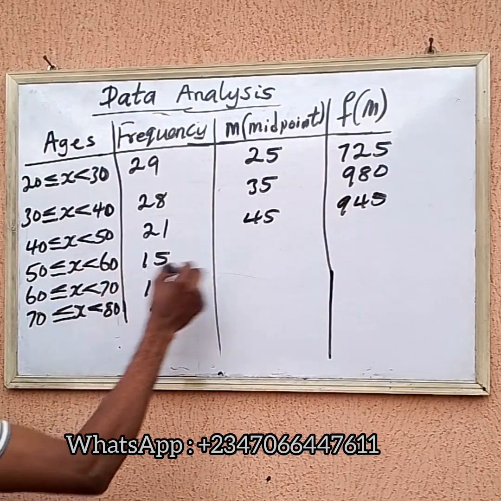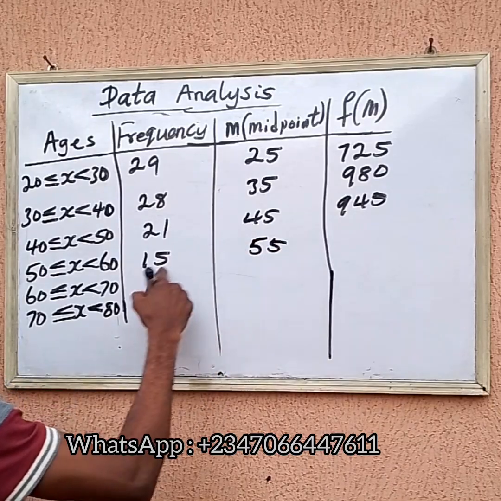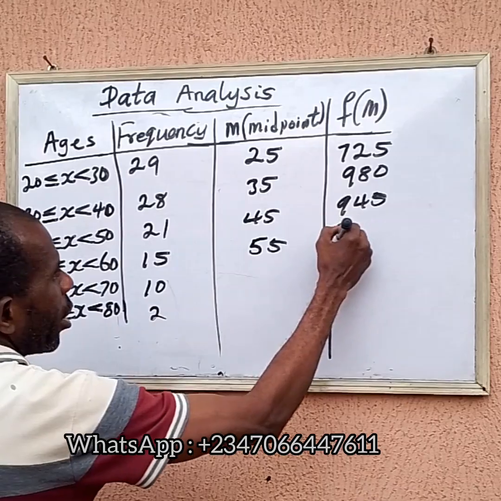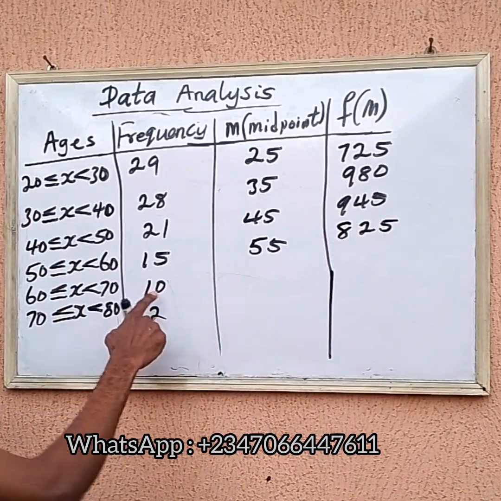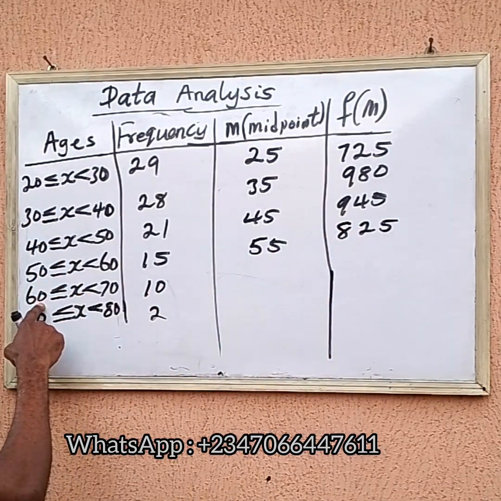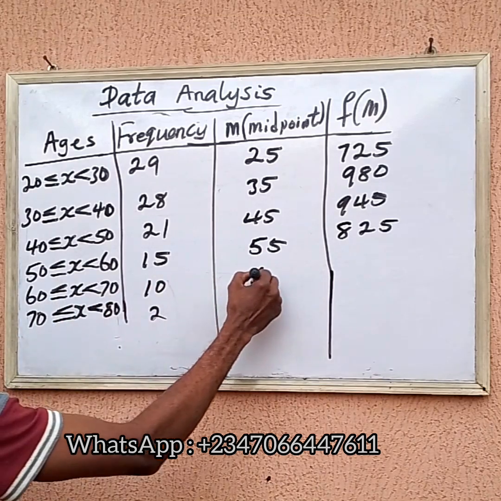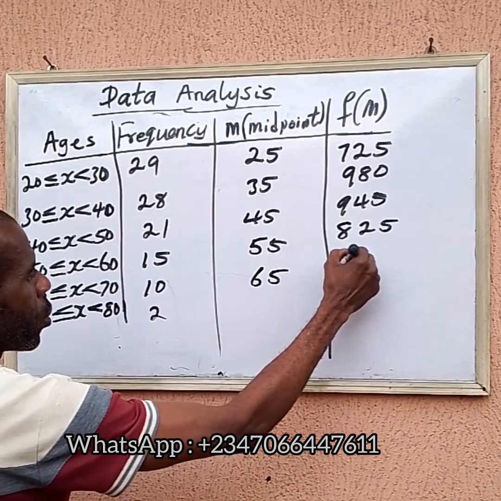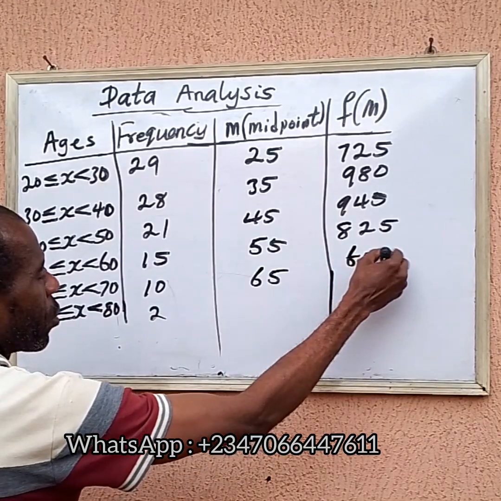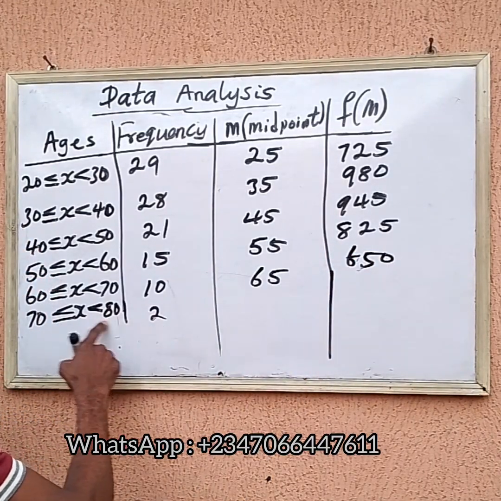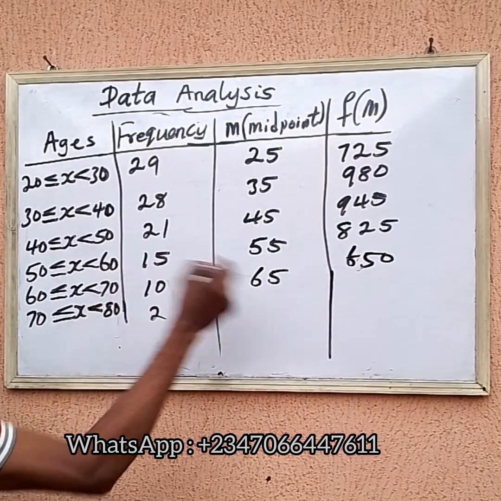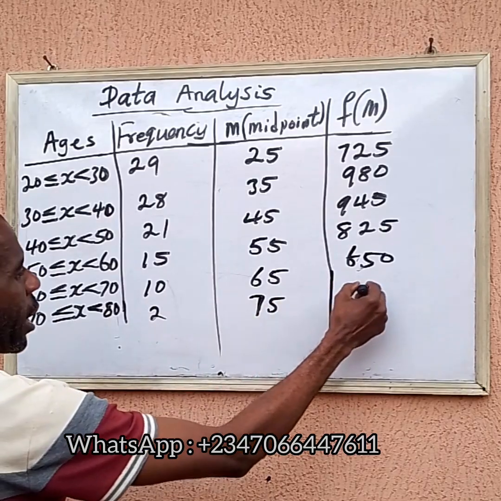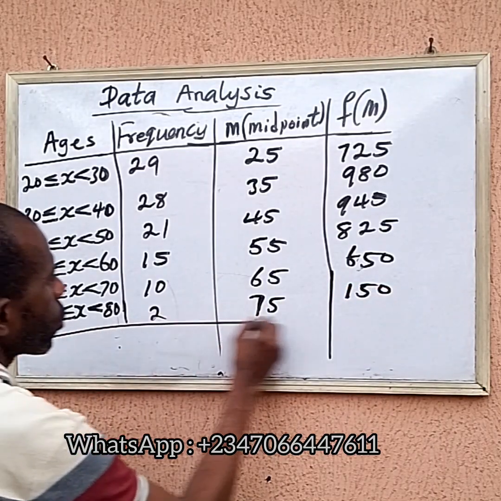Then the fourth one: you add them together and divide by 2, which gives 55. Multiply 55 by 15 to give 825. Then the fifth class: 60 plus 70 is 130, divided by 2 gives 65. Multiply by 10 to give 650. Now the last class: 70 plus 80 is 150, divided by 2 gives 75. Multiply by 2, that's 150.